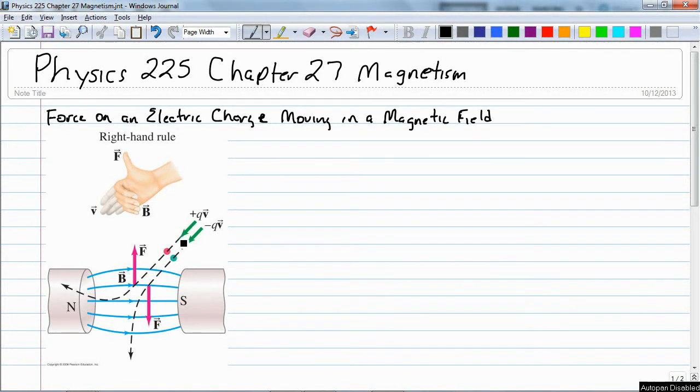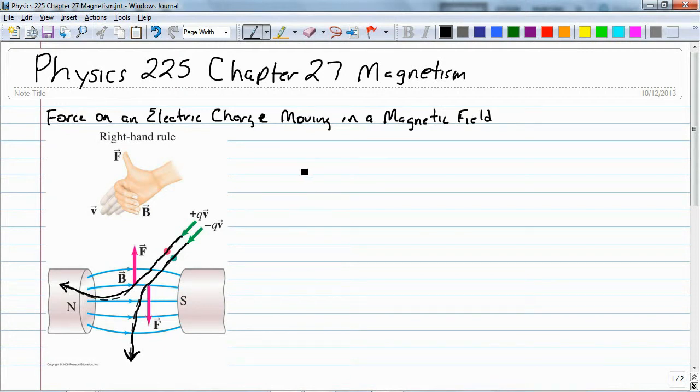So if we have a positive charge that goes through a magnetic field at a certain velocity, it's going to experience a force in the same way of the right-hand rule as the charge goes through the magnetic field. The negative charge is going to experience the opposite direction, so it's going to be opposite the thumb in the right-hand rule, and it will go down.